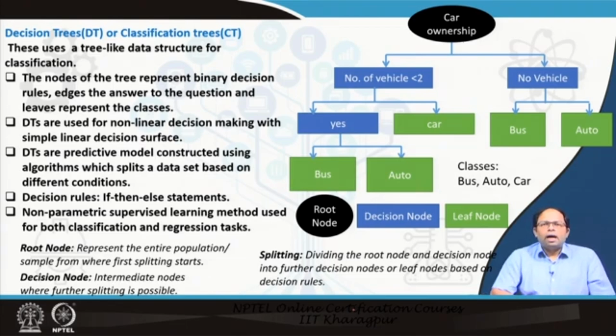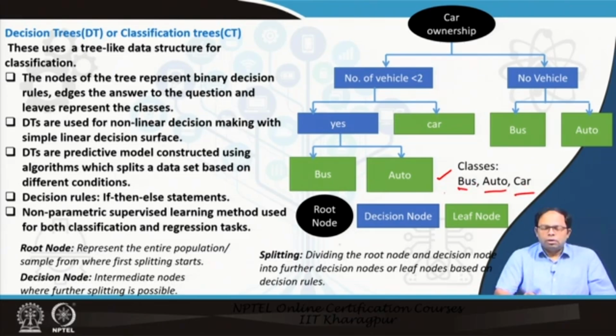Similar to artificial neural networks, we also have decision trees or classification trees, we call them both. These use a tree-like data structure for classification, and the nodes of the tree represent binary decision rules, edges the answers to the question, and leaves represent the classes. So, these are the leaves, these are the final results. Here we have a mode choice question, there are 3 classes, the classes meaning the outputs. This is either bus, auto rickshaw or car. So, these are the three options, and then we have decision windows.